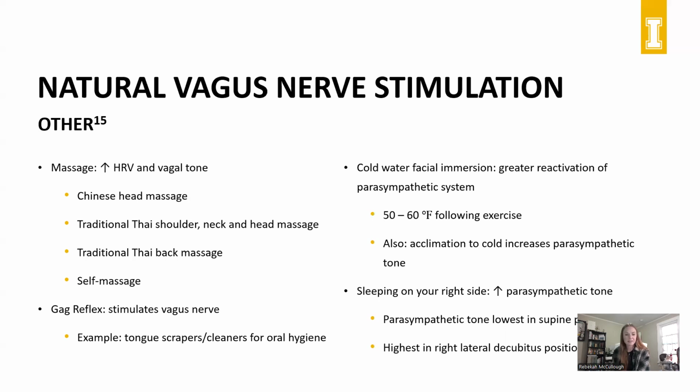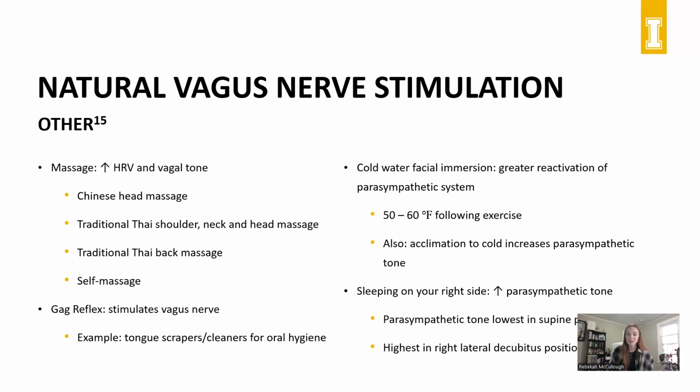Even a gag reflex can stimulate the vagus nerve. An example would be a tongue scraper or cleaner during oral hygiene while you're brushing your teeth. Essentially, it increases that heart rate and then calms back down and settles, so it's increasing that variability.